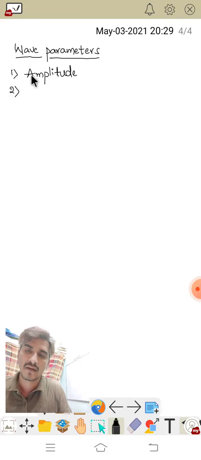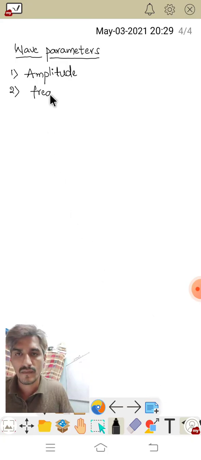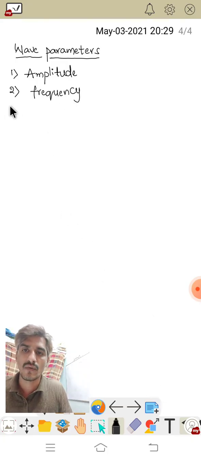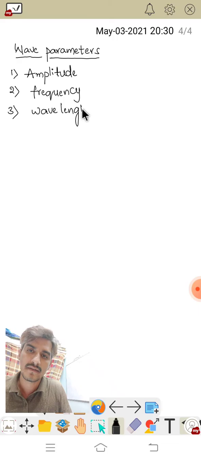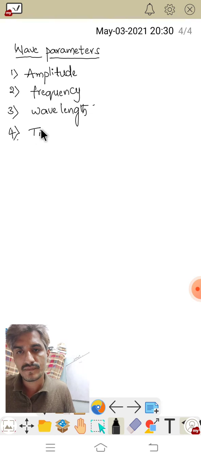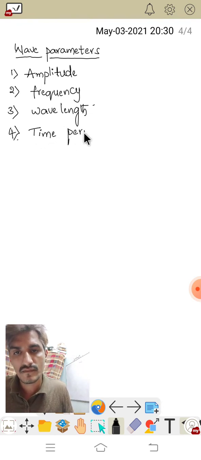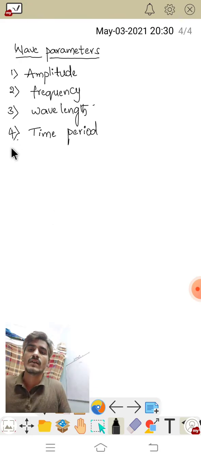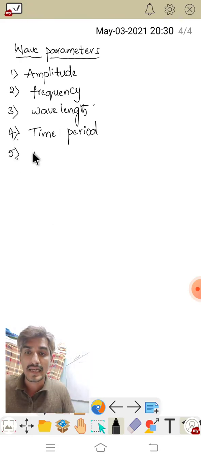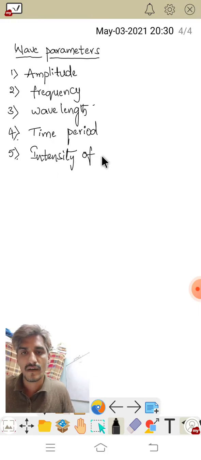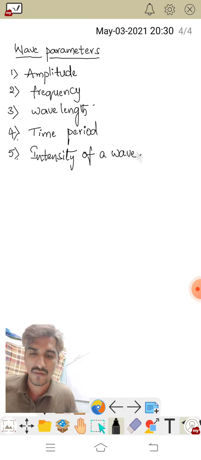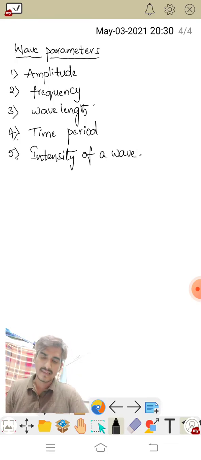Second one, frequency, wave frequency, or else no problem, frequency. Third one, wavelength. Fourth one, time period. Okay, and fifth one, intensity of a wave. Now let me give you brief details about this.